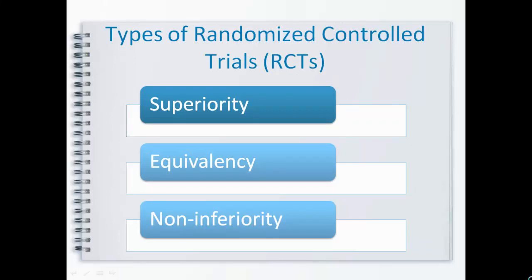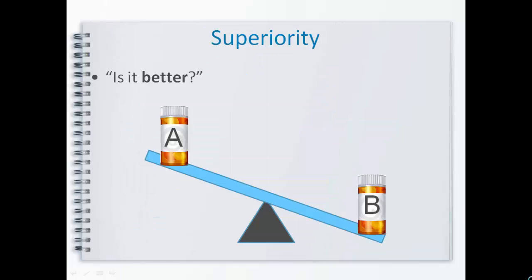Randomized controlled trials can generally be stratified into three unique study designs: superiority, equivalency, and non-inferiority. It is important to be able to distinguish between each of these designs in order to perform a proper literature analysis. The first of the three, the superiority design, aims to answer the question, is it better?